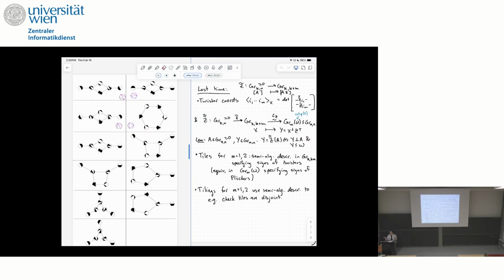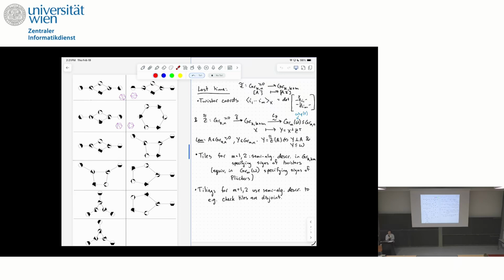One thing you have to check, for example, for a tiling is, I have two tiles. I think that they show up together in a tiling. I want to know that their interiors are disjoint. And semi-algebraic descriptions are sometimes very useful to prove disjointness, right? Because maybe there's a hypersurface which separates them, and they're definitely disjoint.